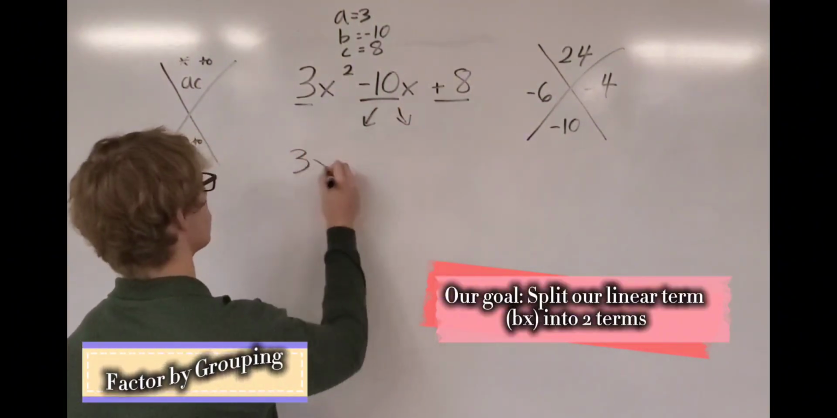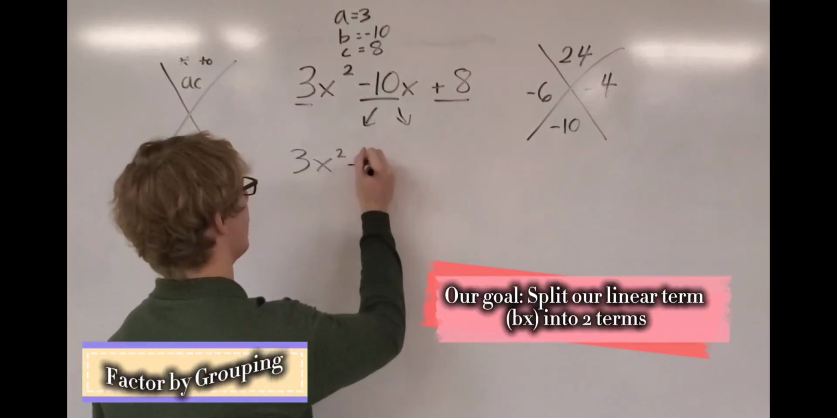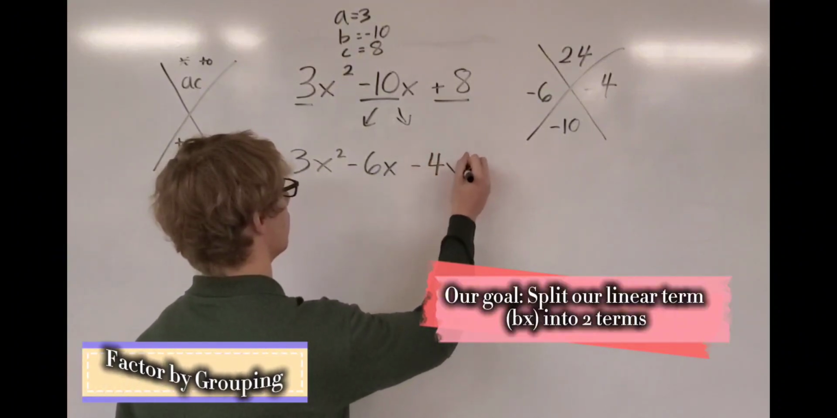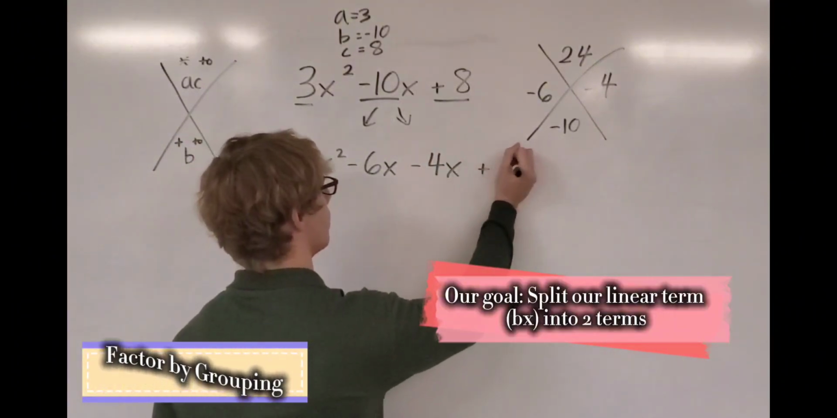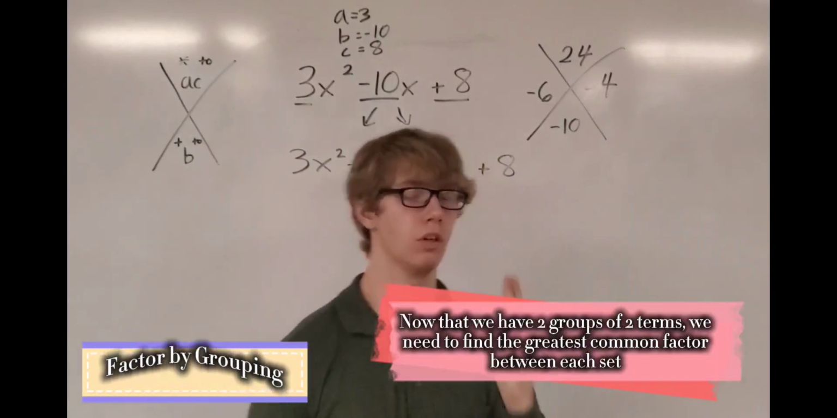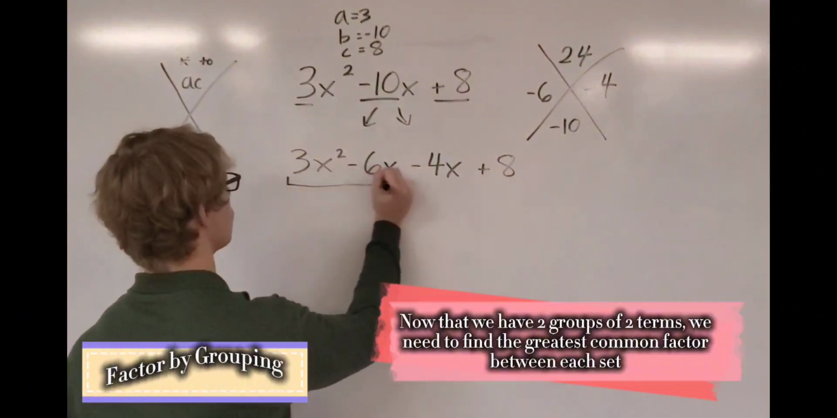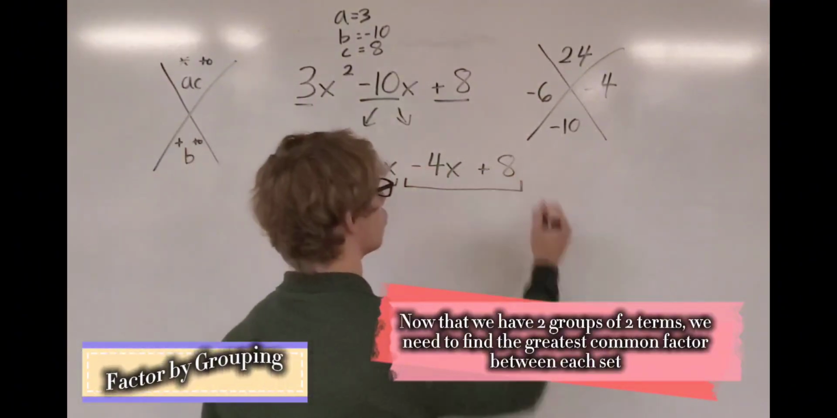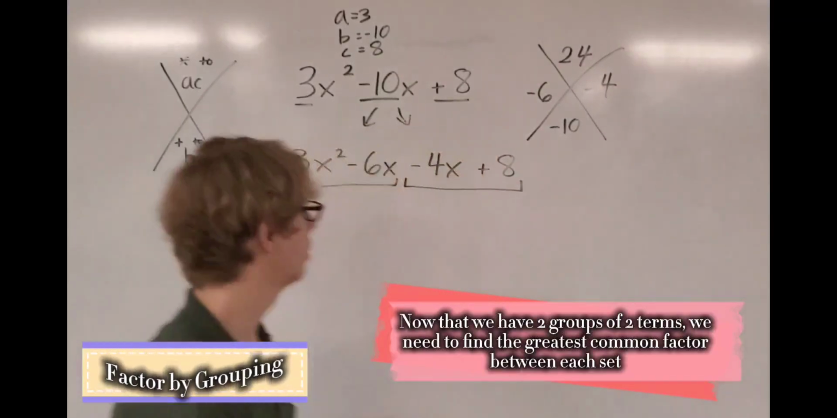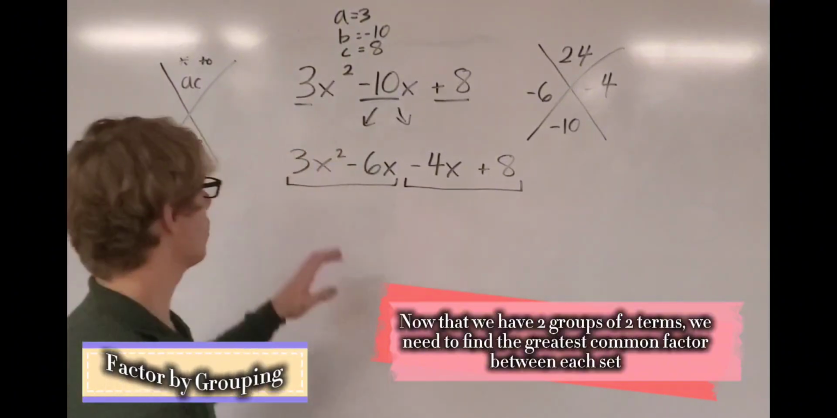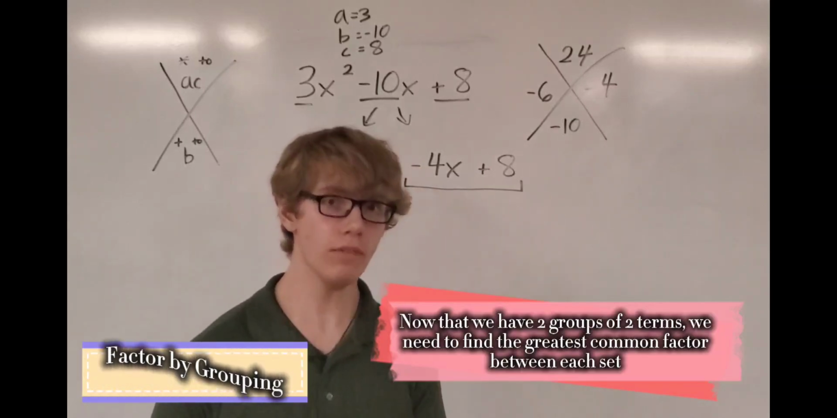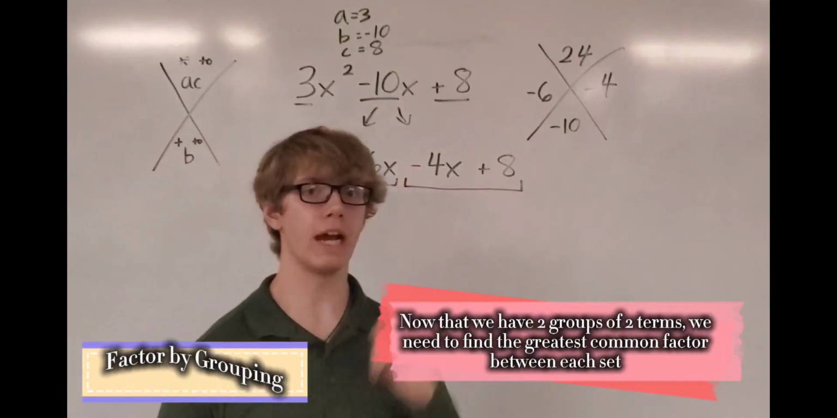I'm going to leave my 3x squared right here. I now have negative 6x. I have negative 4x. And I have my positive 8 still. Now, we have 4 terms, 2 groups of 2, all right? So, within each group, I need to find the greatest common factor, the greatest thing that we can divide those terms by. So, let's take a look at this first one, right? We have 3x squared minus 6x. Now, if there is an x that is a part of it, for both terms, we can pull it out.